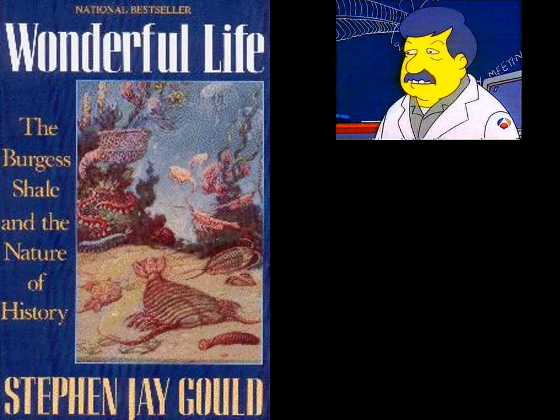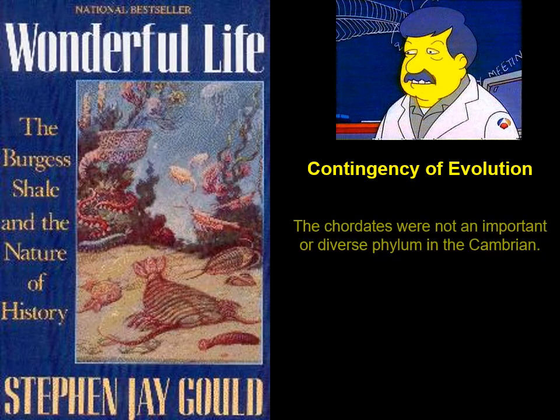But what Gould proposed was what's called the contingency of evolution, saying we know that plenty of organisms in the Burgess Shale went extinct, and that was the last line of a major classification of life. Chordates were not a very important or diverse phylum in the Cambrian. We have Pikia and a handful of others, but we don't have a lot for chordates. So they're kind of like hallucigenia in that way. They're just another weirdo, another hopeful monster in the Cambrian.